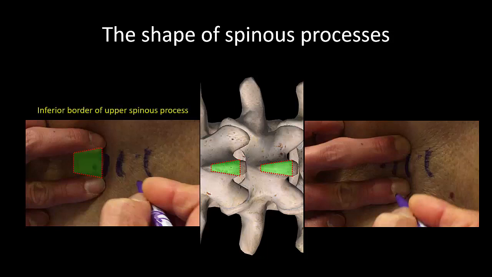Here I am palpating the spinous processes of a patient in a lateral position, and my two fingers are straddling the tip of the spinous process. In the image on the left, I am palpating the inferior border of the upper spinous process, and in the image on the right, I am palpating the superior border of the lower spinous process. Note the difference in distance between my two fingertips, which corresponds to the difference in width of the spinous process.